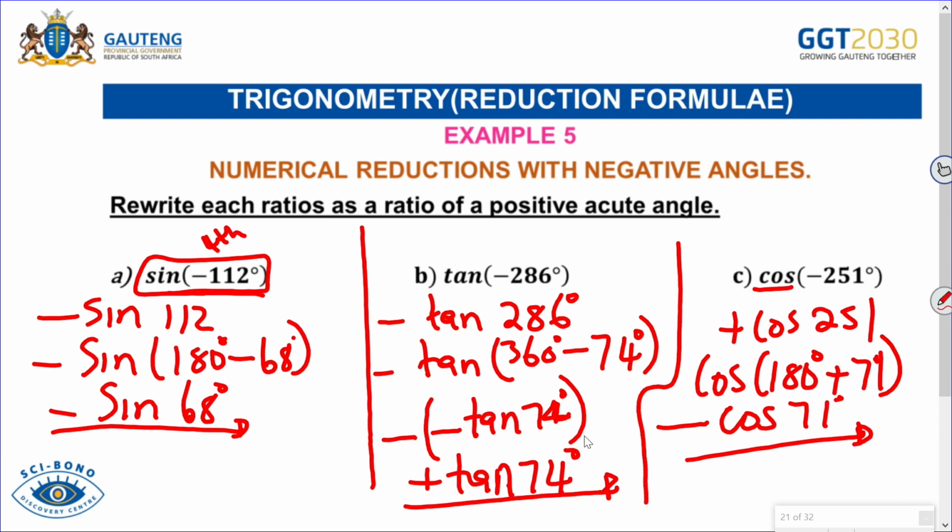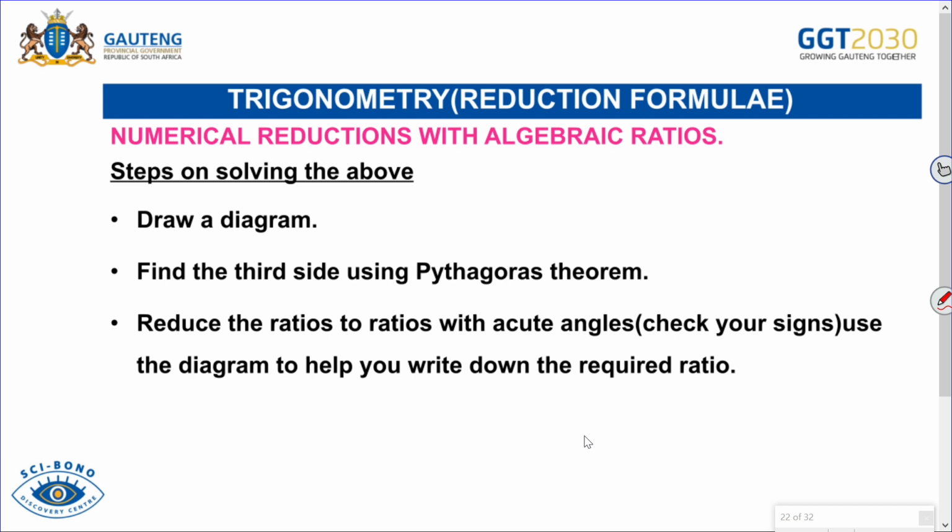Okay, let's move on to numerical reductions with algebraic ratios. So how do you solve numerical reductions with algebraic ratios? Steps on solving the above: you must draw the diagram. For instance, if you are given something like cos 10 degrees equals t, then t is obviously all over 1. Since it's a cos, this is your x and this is your r, and this is going to be your angle.